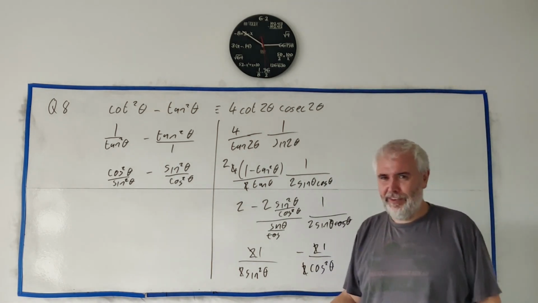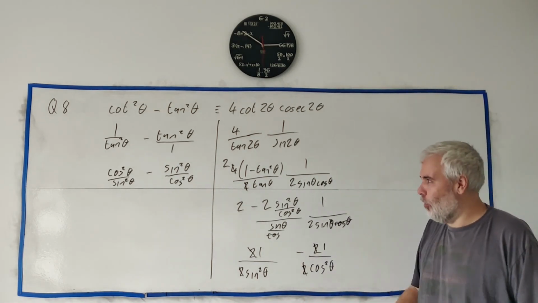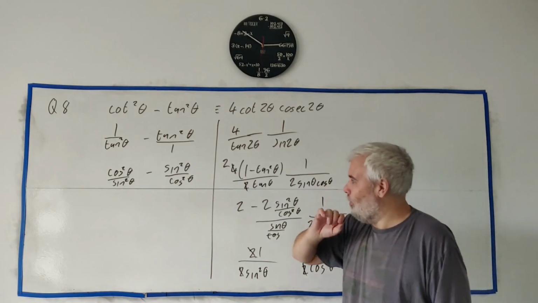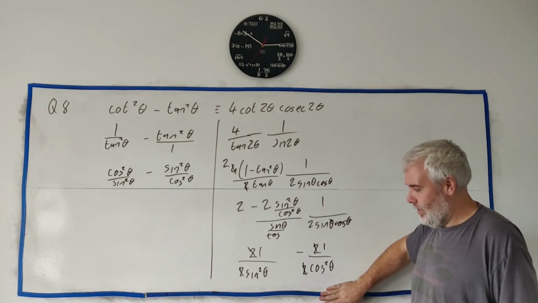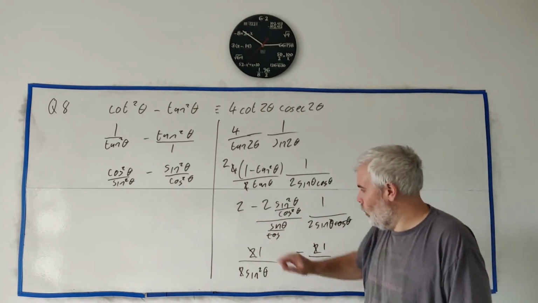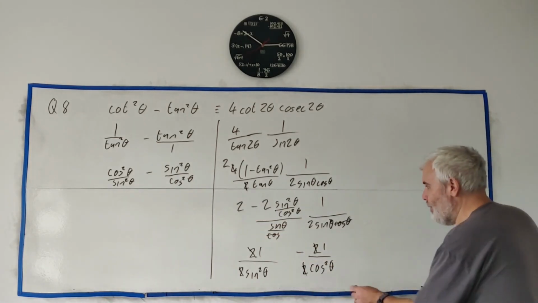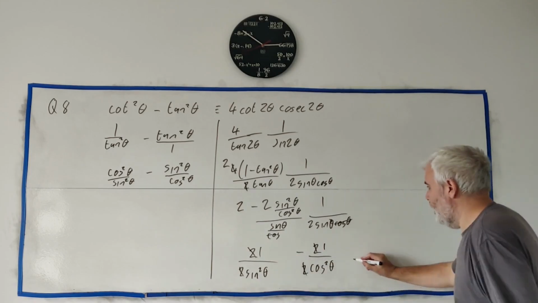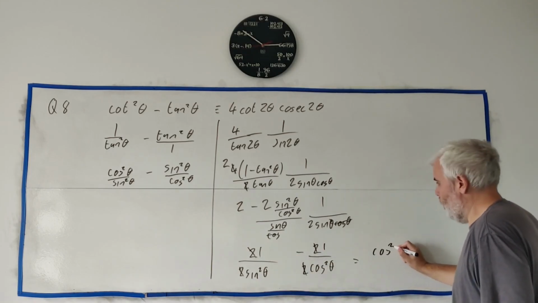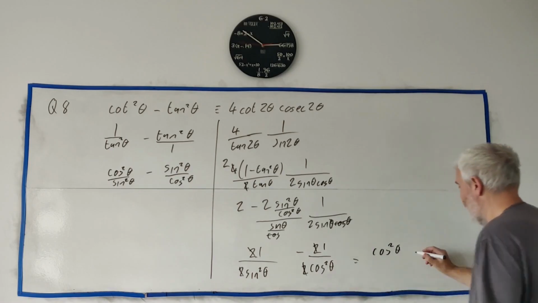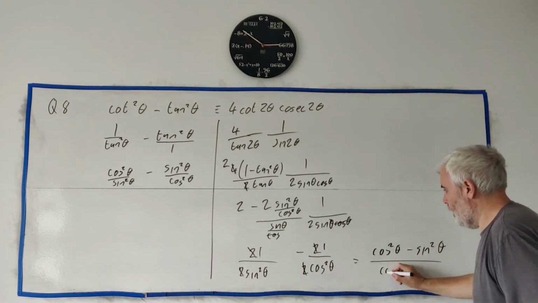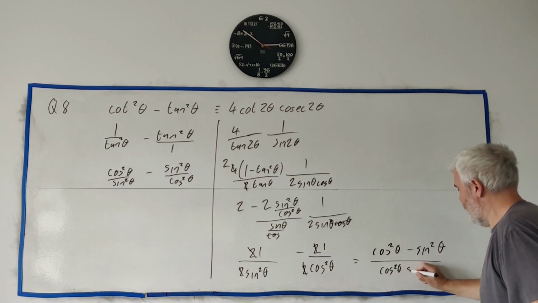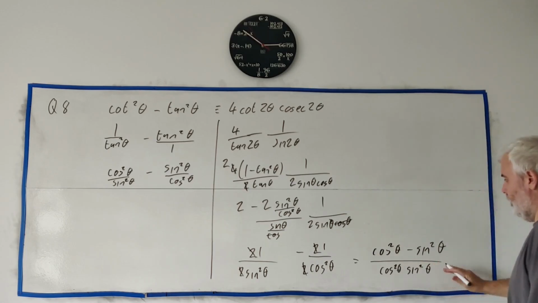And honestly, I didn't find a better way to show you. So my question to you guys is, how do we make this look like this? Let me do one more step on this side to maybe get there. Let's cross multiply. This is the same as cosine squared theta, this multiplied by that, minus sine squared theta over cosine squared theta sine squared theta.